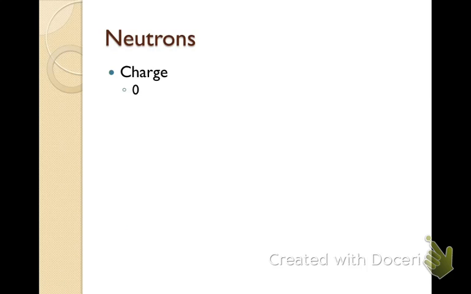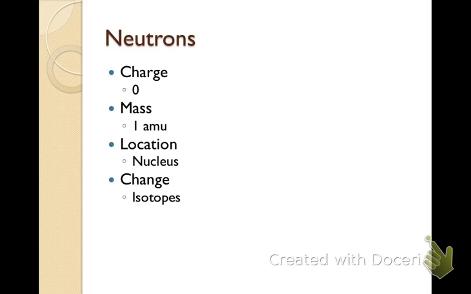Neutrons have a charge of 0. They're neutrally charged. They have a mass of 1 AMU. They're also in the nucleus. Don't forget that they help offset the positive charges of the protons. If you change the number of neutrons, you change it into something called an isotope. So if you have a different number of neutrons, it changes the isotope. And we'll discuss isotopes pretty soon.